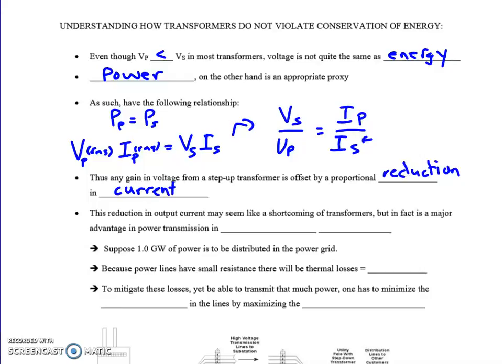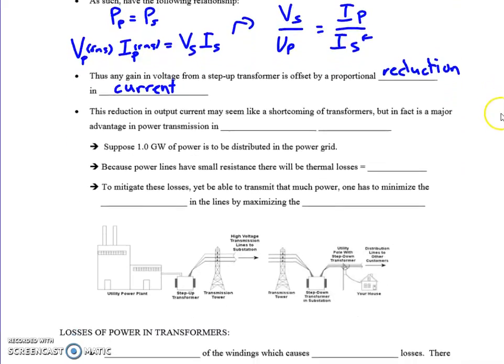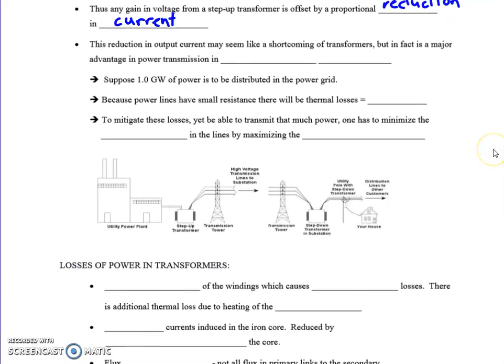And it's a little bit more complicated than that based on the resistance that you put in there, but that's the general idea. So a really nice thing about this reduction in output current, even though it might seem like a shortcoming, I can only get so much current out of it, which is less than I would be able to input, is it gives us a major advantage in power transmission and power lines.